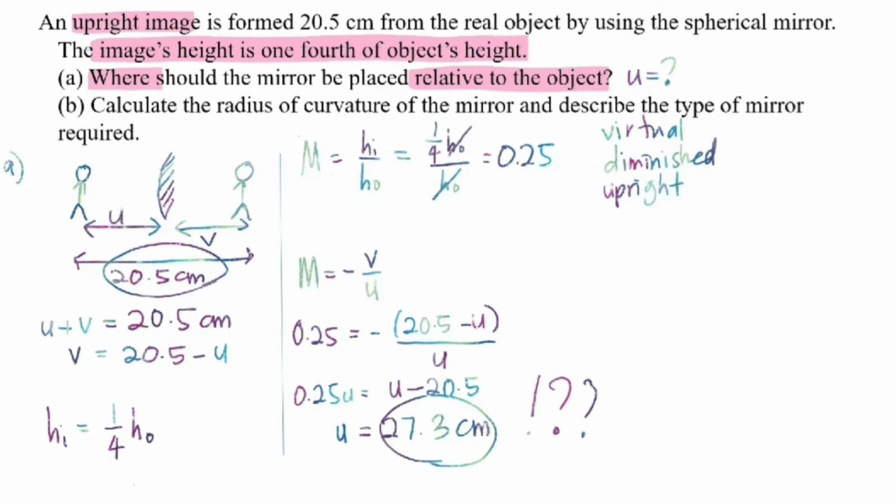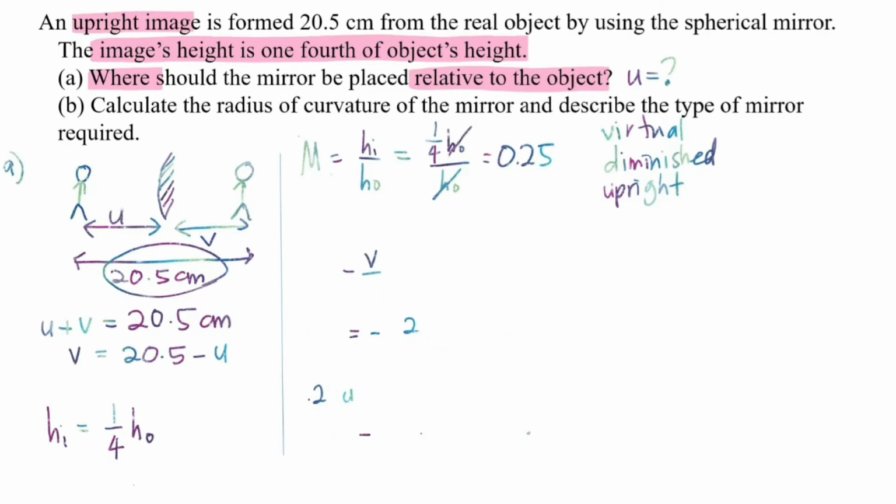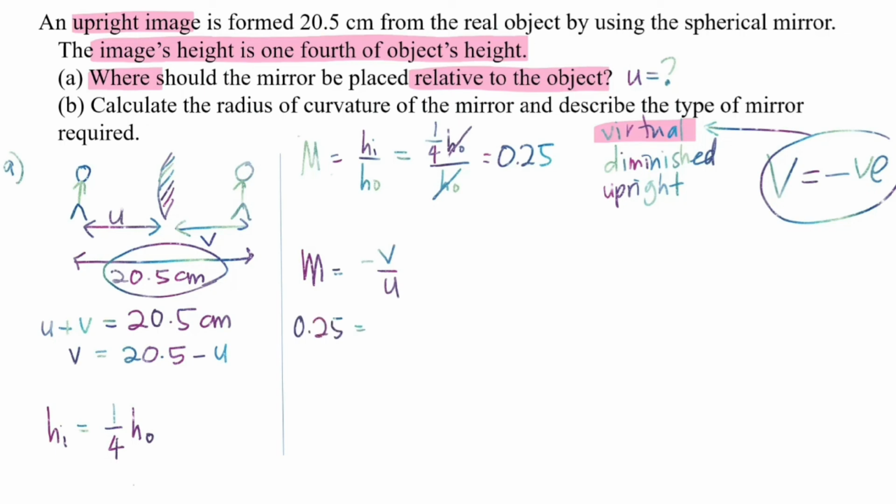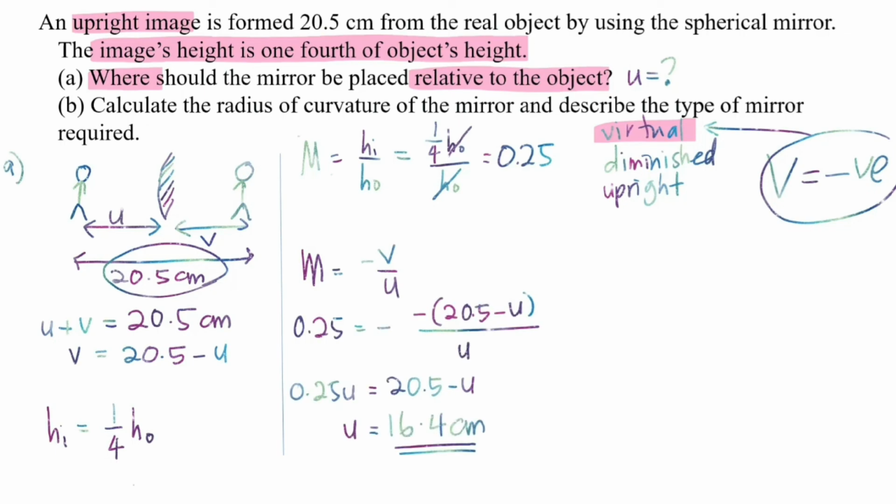This is not right. There's no way that the object distance is bigger than the object distance plus the image distance altogether. Oh, it is because the image is virtual. In order to get a virtual image, v must be negative. Now let's try this one more time. Yes, 6.4 centimeters is a more logical answer.